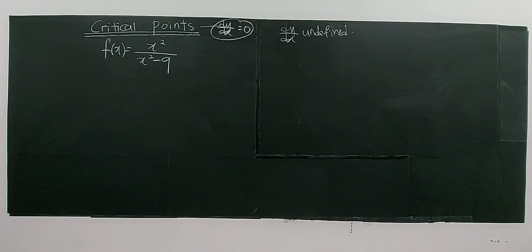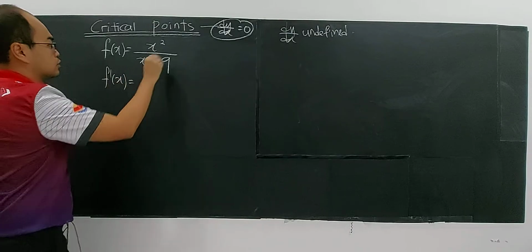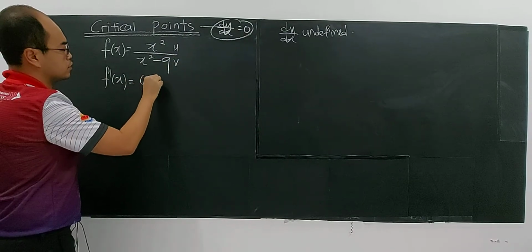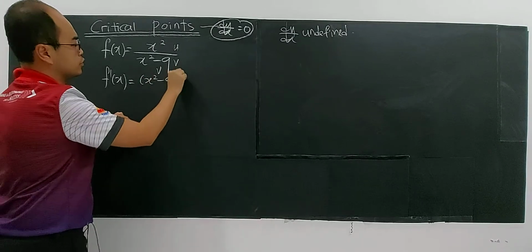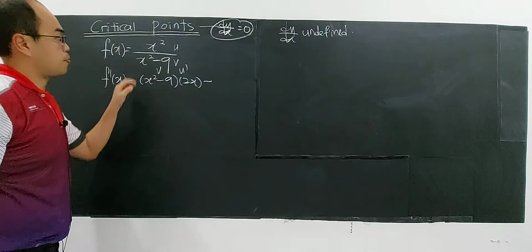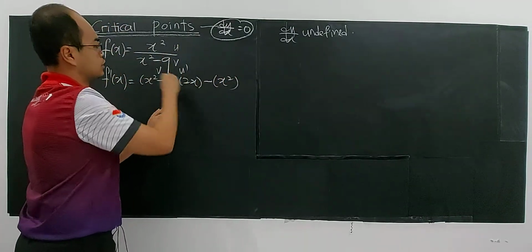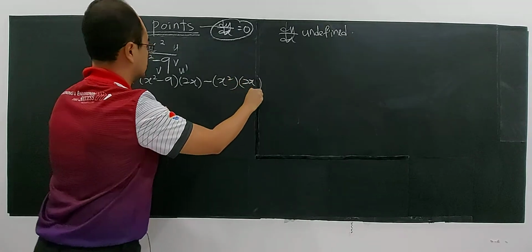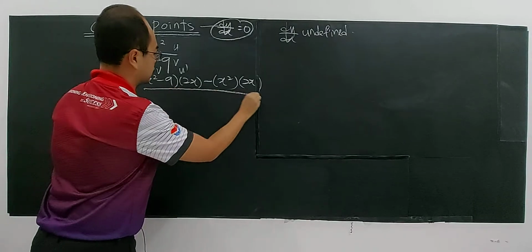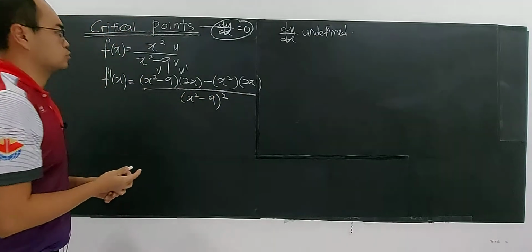So of course you have to differentiate the function. This one of course is using the quotient rule. You have v times u prime. Differentiate, you have 2x, minus u times v differentiated, which is also 2x. So divided by x to the power of 2 minus 9, to the power of 2, v squared.